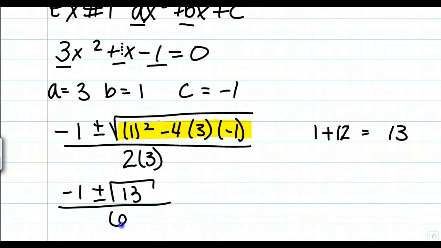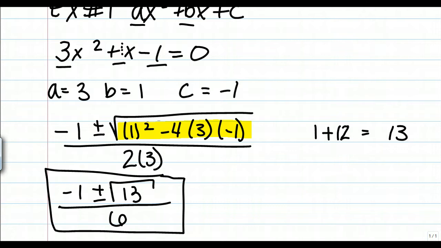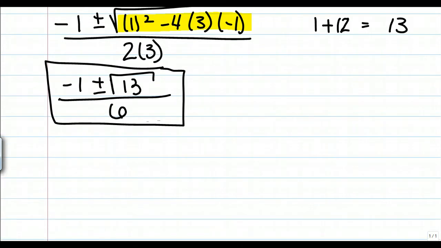2 times 3 is 6. So now I have this answer, and you always want to make sure that you can't reduce this number and this number by the 6. And it doesn't, so your final answer is negative 1 plus or minus the square root of 13 divided by 6.